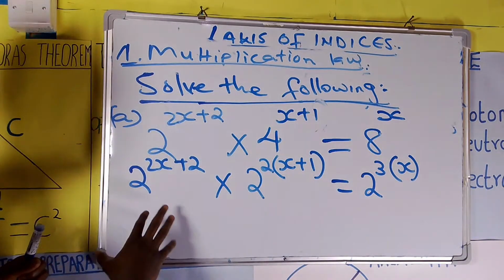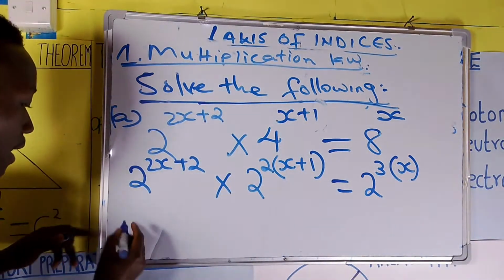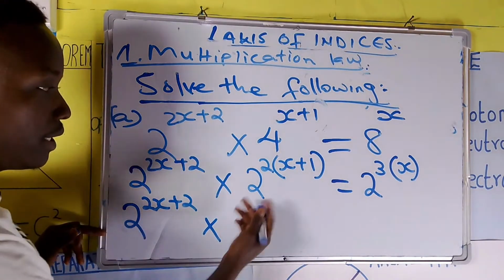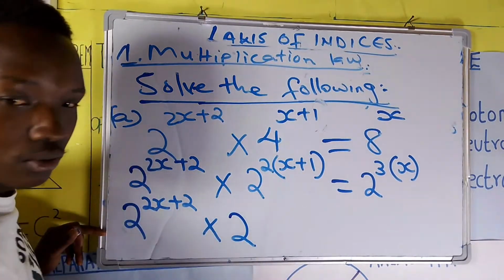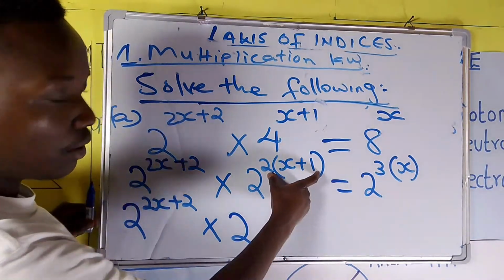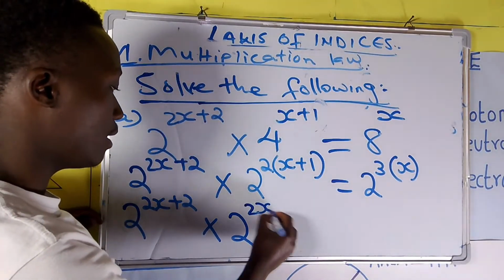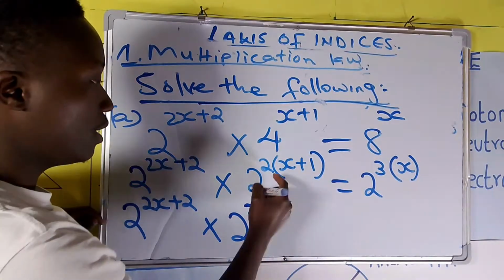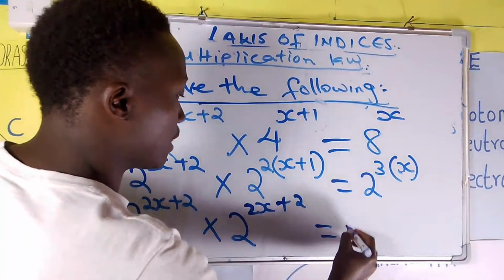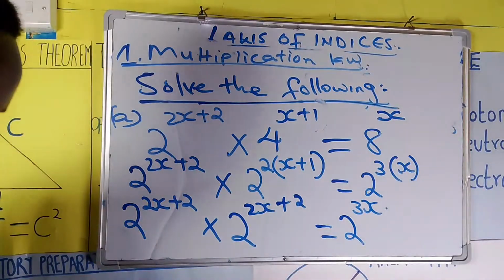So what we are now going to do here, we will now open our brackets, that is for the powers, and have 2 to power 2x plus 2 times, this will remain as 2. Then let's use this power to multiply. Why are we multiplying? Because we are working out the powers as they are. So 2 times x will be equal to 2x. So only 2 to power 2x plus 2, times 1 is 2, is equal to 2 to power 3x.